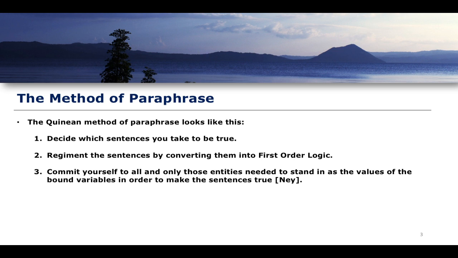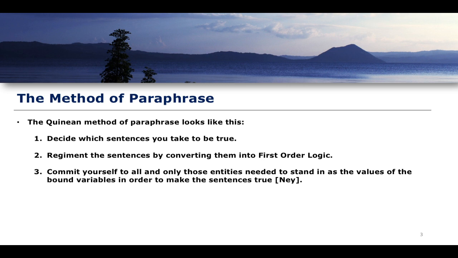Well, essentially what we have is a sentence which we take to be true. It is regimented into first-order logic, and then when we look at it through the lens of first-order logic, we see a truth value, we see a true sentence, okay? And what Quine is telling us to do is to commit ourselves to all of the entities that are a part of that sentence, which make that sentence true, that stand in as the values of the bound variables in order to make the sentence true.